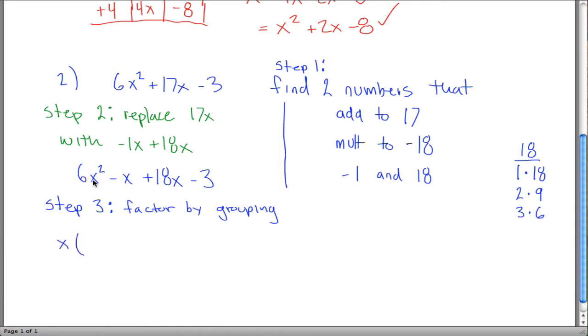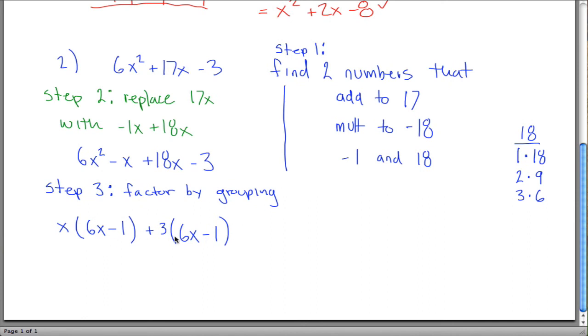So if we pull out an x from 6x squared, we'd be left with 6x. If we pull out an x from negative x, we're left with negative 1. And then you take your next 2 terms here, and what you've got to figure out is what you can pull out from these 2 terms so that you're left with 6x minus 1. And the answer to that question is pull out a positive 3. Pull out 3 from 18x and you'll be left with 6x. Pull out 3 from negative 3 and you'll be left with negative 1.